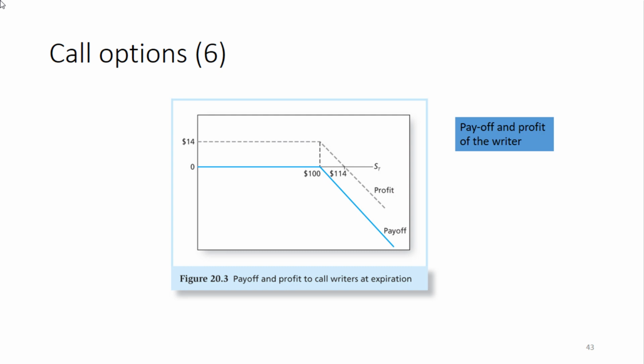He receives the $14 as a premium, and only when the stock price of the underlying asset is going to increase significantly and will be above 114, he will start making a loss. So it's exactly a zero-sum game. What the holder of the option earns, the writer of the option, the seller of the option, loses.